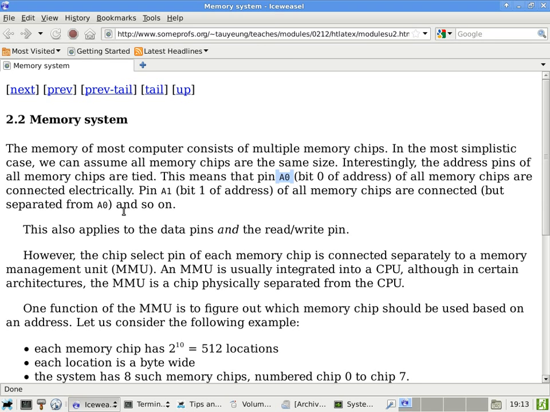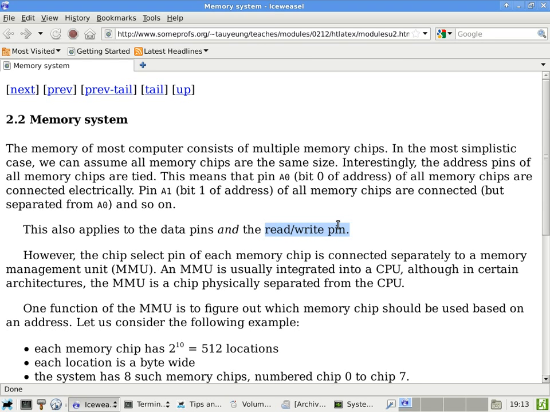If all these pins are tied together, and guess what? The same thing also applies to the data pins. D0 of all the chips, they're all tied together. D1 of all the chips, they're all tied together. And the read-write pins are also tied together as well. So we are talking about this particular pin and these pins, they're all tied together. All memory chips, if I have 16 of these, all 16 A0s are tied together. Yes? What about VCC and ground?